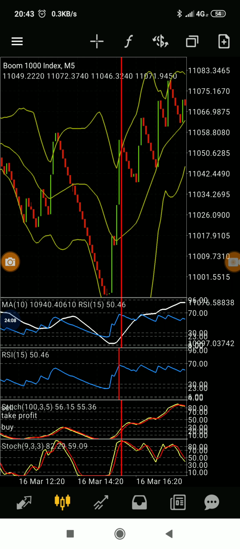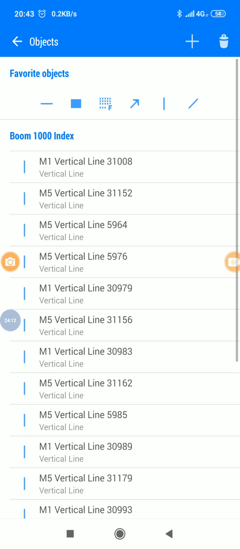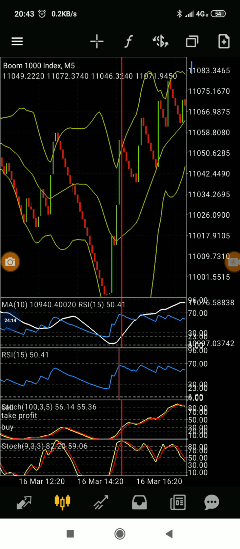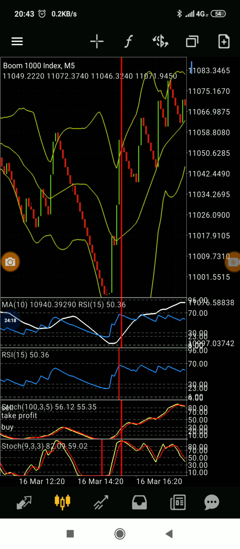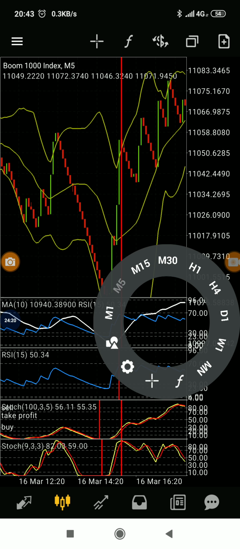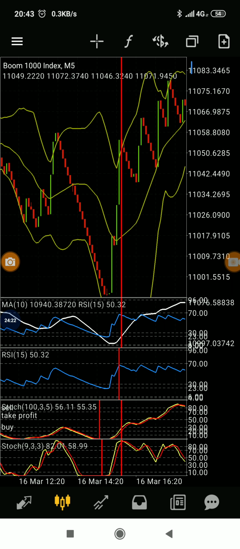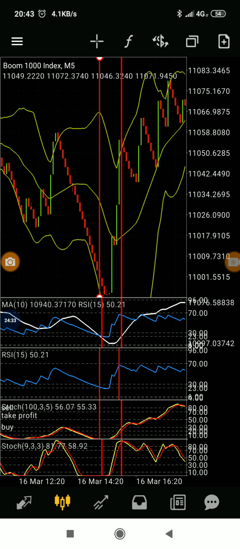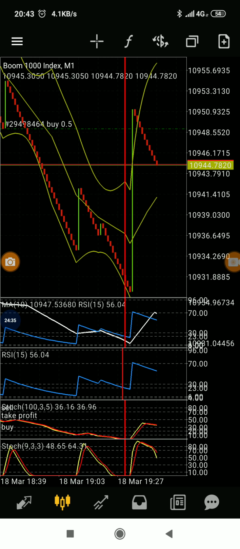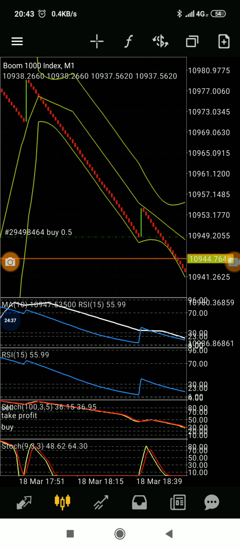Okay, you can see this. It is the 5 minutes time frame. Let me also take you to 1 minute, because 1 minute will be showing us what I want to explain now. Don't mind my line. Okay, 1 minute.